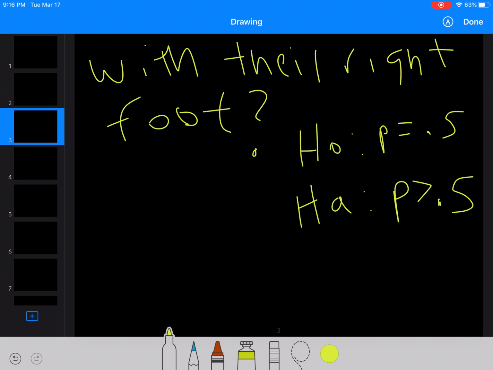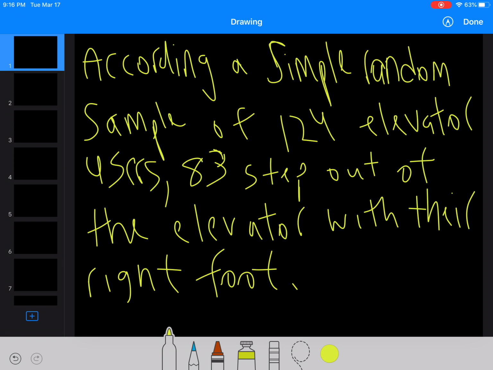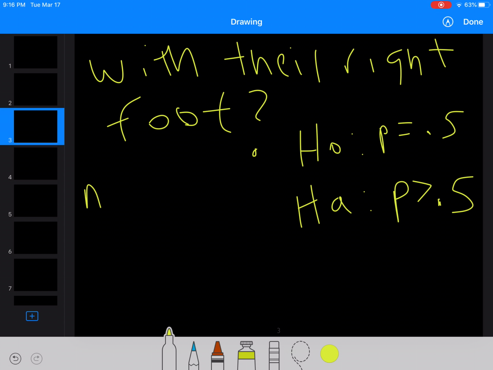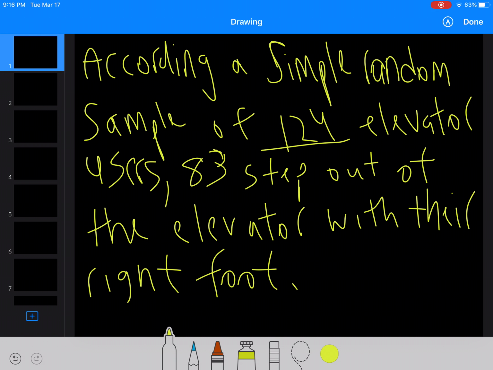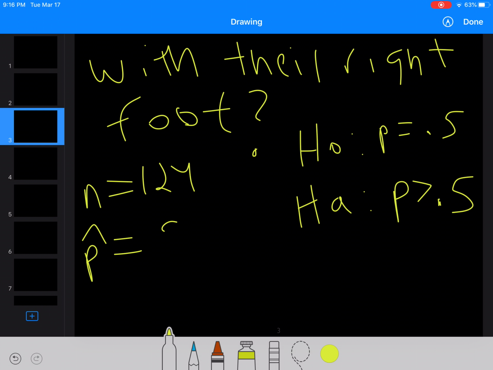Alright, let's go back to the problem. 124 is our n, so let's write that down. And let's calculate our p hat, or sample statistic. So n is 124. 83 people step out with their right foot. So we can calculate p hat out of that. 83 out of 124, which as a decimal is 0.669.